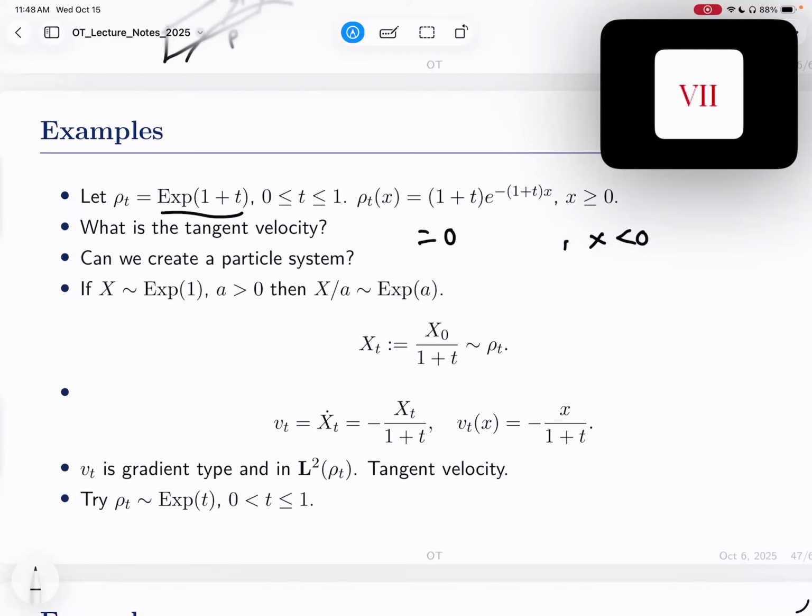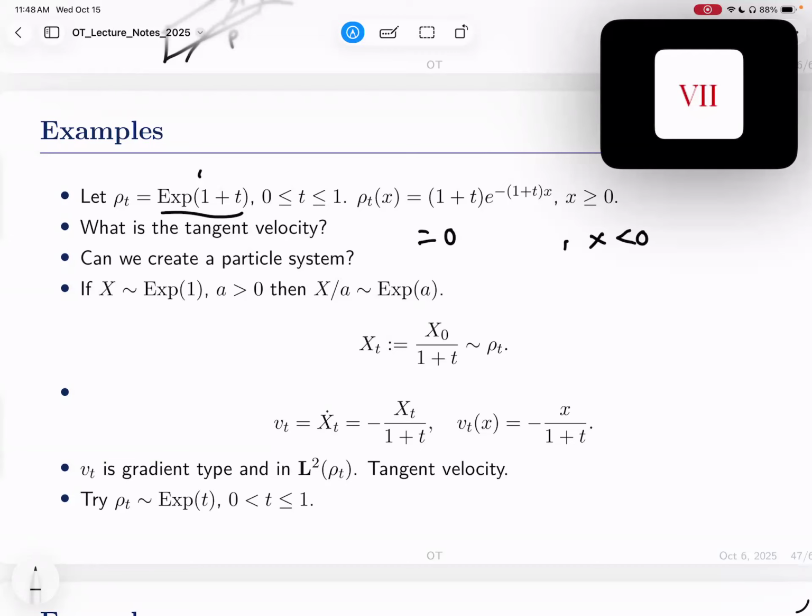To figure out whether this is an absolutely continuous curve, your job will be to come up with a particle system where if the initial particle is sampled from exponential 1 and it moves along a smooth velocity field, then at time t, the distribution of this particle should be exponential of 1 plus t. So I'm asking you to create a stochastic process where the initial particle is moving along some smooth velocity field. And so if you start the initial particle at exponential 1, at time t, you're at exponential 1 plus t.